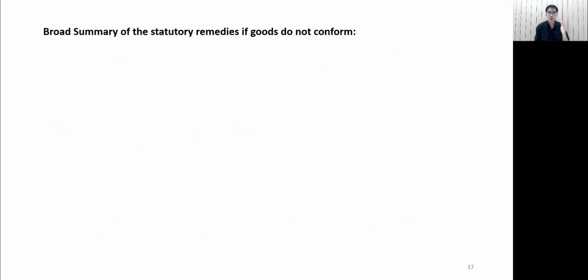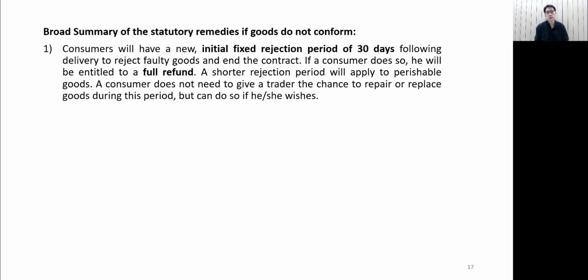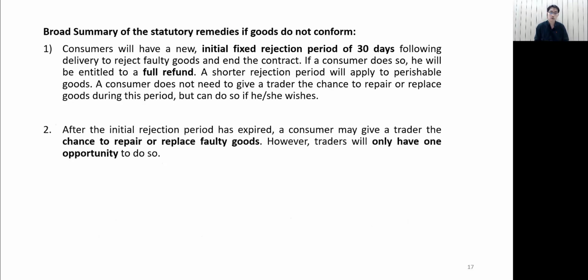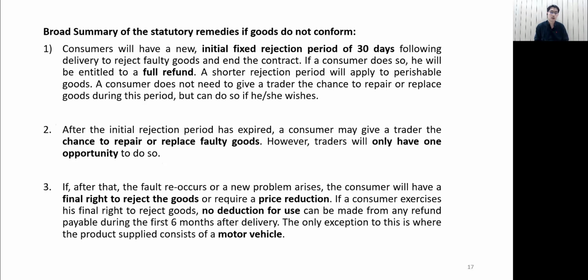The first tier, one more time, is the short-term right of rejection within 30 days, and a full refund, getting back the money paid. Number two, either choose one or the other: repair or replace. And the third tier would be a final right of rejection, or if you want to, you can choose to reduce the price. Okay, so with that, we have covered the remedies.